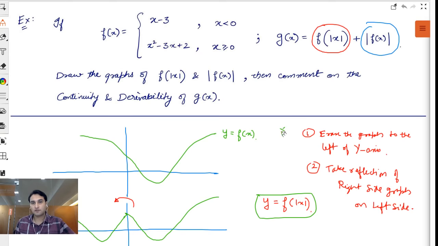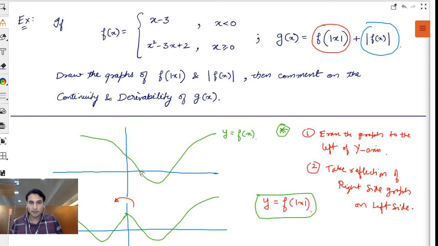That's it. क्या करना है? First erase the left hand side वाला graph, left of y axis, erase it, and then take the reflection of right hand side to the left side. Done. Why is this happening? It is very simple.